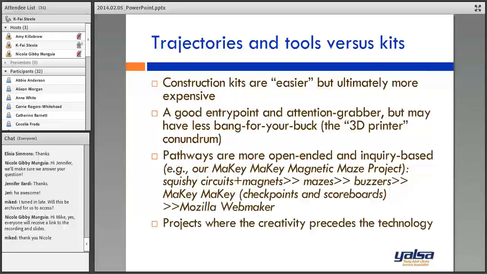So they're great entry points and they're great attention grabbers, but you're going to have less bang for your buck because they're more expensive. And could you use that money to buy other things like a bunch of LEDs or some EL wire or something like that? So this is what my colleagues and I call the 3D printer conundrum.